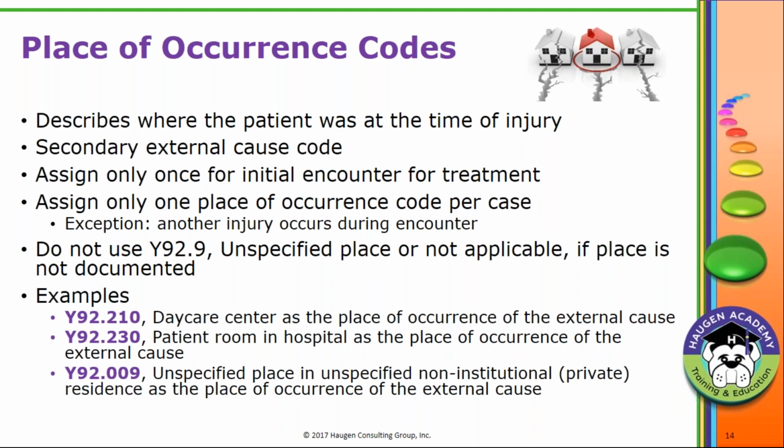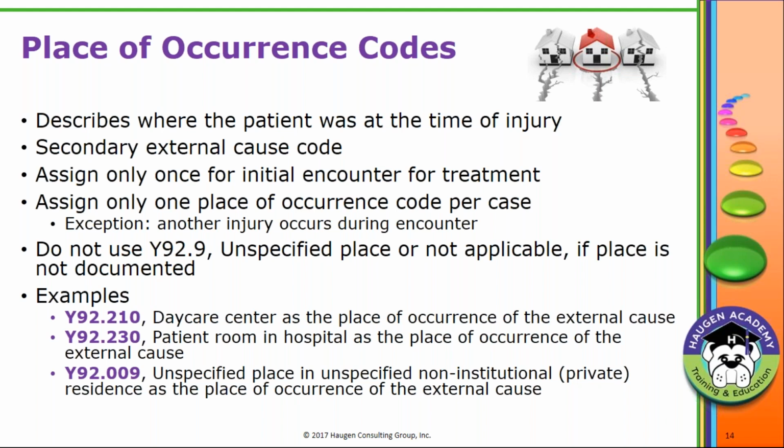The big clue here is that there are no seventh characters for place of occurrence codes. There is no place for you to add an A for initial or a D for subsequent or an S for sequela. So I always tell people, if there is no seventh character for that code to describe the encounter, do not code it other than on that first initial encounter.